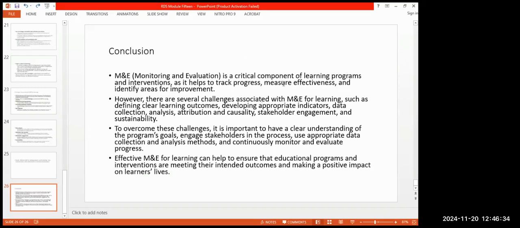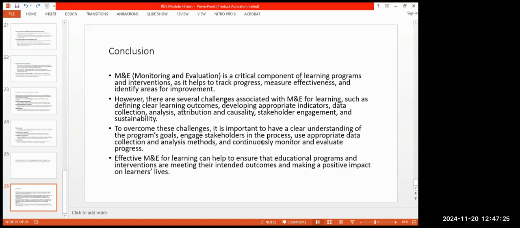Let's conclude and say that M&E is a critical component of learning programs and interventions. Without M&E, you are unlikely to be able to learn. Now, we have seen that M&E for learning has certain problems which must be appreciated and perhaps dealt with. To overcome these challenges, it's important to have a clear understanding of the program's goals, engage stakeholders in the process, use appropriate data collection and analysis methods, and continuously monitor and evaluate progress.